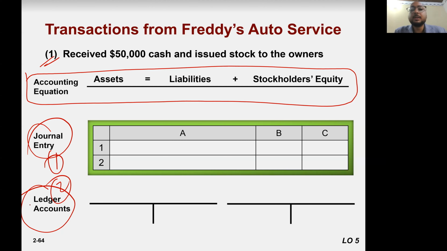That's it. So received 50,000 cash and issued common stock. Which 2 accounts are involved? Issued stock, which is common stock, and cash. Both are increased. Cash increase is debit, common stock increase is credit. So what should we write first? Debit cash, and then we write common stock.